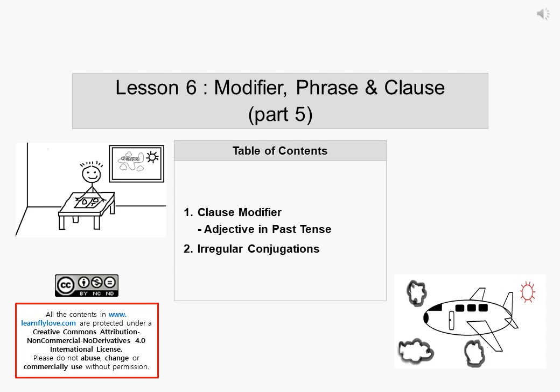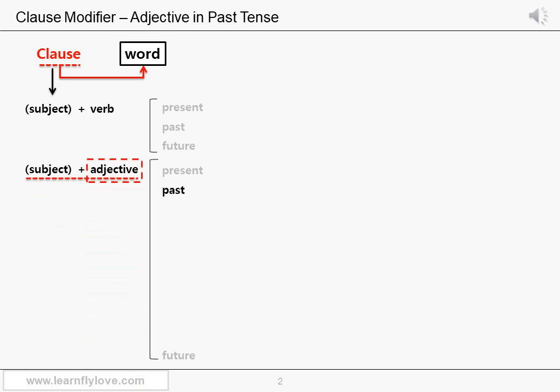안녕하세요. You're going to learn how to make adjective clause modifiers in the past tense and some irregular conjugation rules in this video. Let's start. Let's learn about adjective clause modifier in the past tense. It's an adjective in the past tense. Let's learn the basic rule.